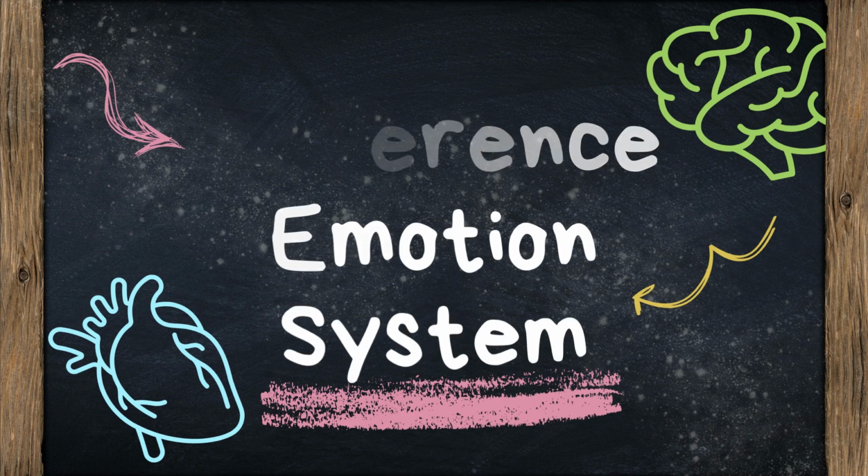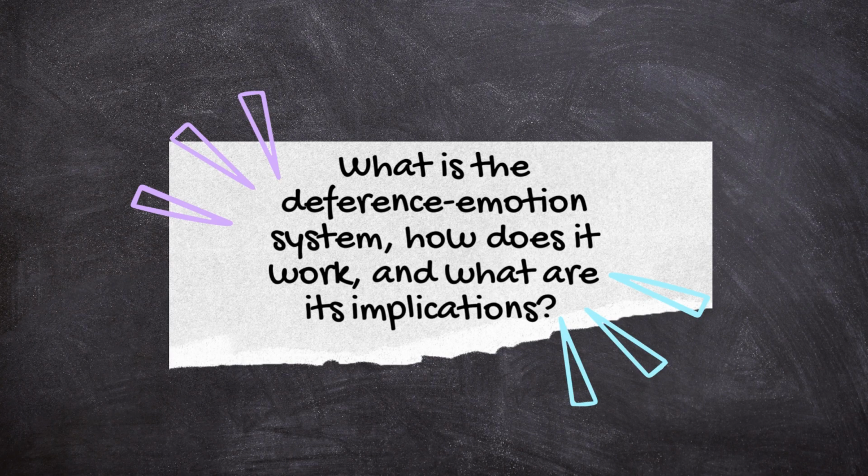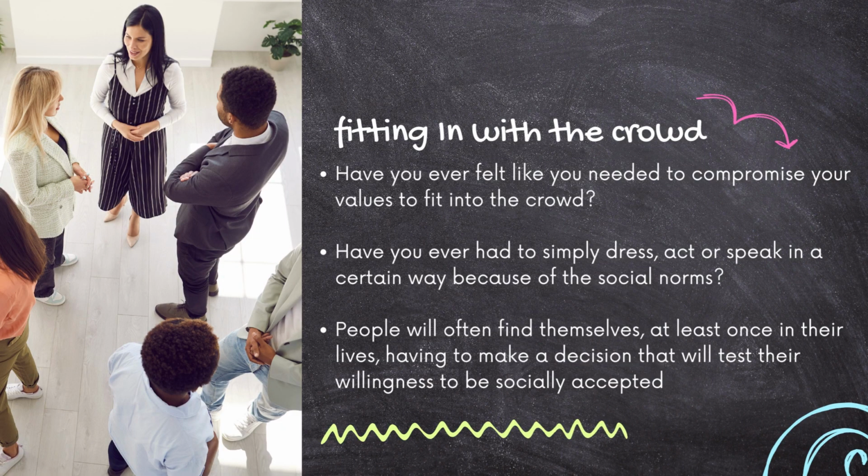The Deference Emotion System. What is it, how does it work, and what are its implications? Think of a time where you felt the need to conform to your environment. At some point in our lives, most of us could likely identify such a situation. This kind of behavior derives itself from the societal need to feel accepted and can occur in many different situations.